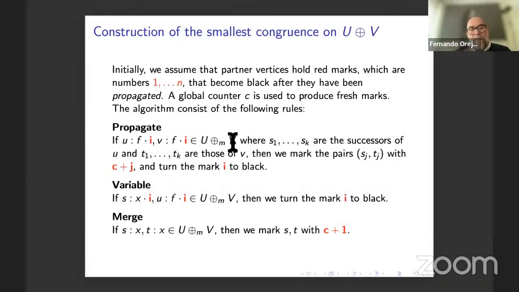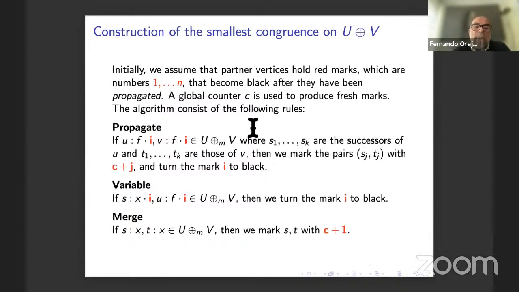To be more precise, initially we assume that all partner vertices hold red marks, which would be numbers 1 to n if there are n partner vertices. As I said, they are going to become black after being propagated. And we assume that we have a global counter C that produces fresh new marks for marking differently the different nodes that we are going to be marking.